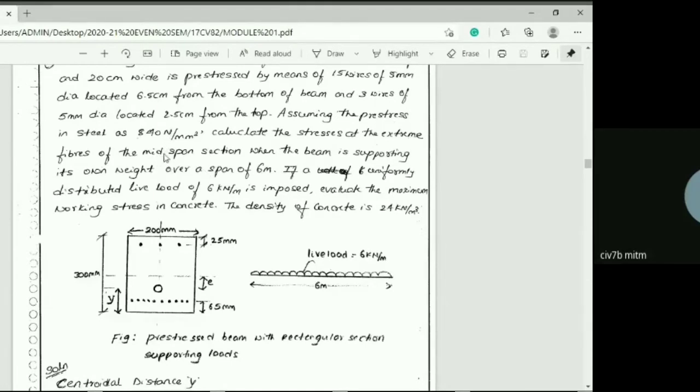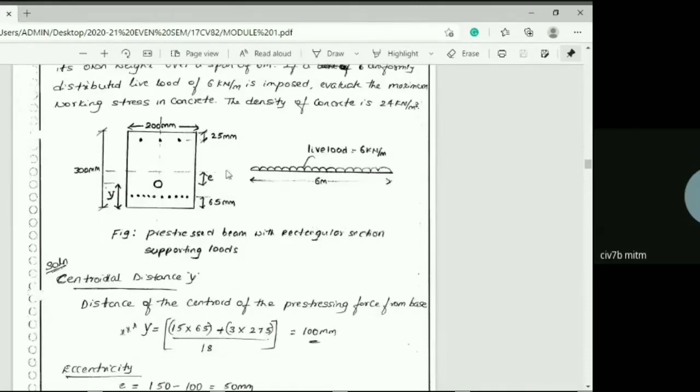Please note this point. It is asking for a stress for a PSC element at a midspan section when the beam supports its own weight, that is dead load, over a span of 6 meter. If a UDL, that is uniformly distributed live load of 6 kilonewton per meter is imposed, evaluate the maximum working stress in concrete. You can consider it like this, imposed. What is the stress induced in the concrete? And they have given the density of concrete as 24.